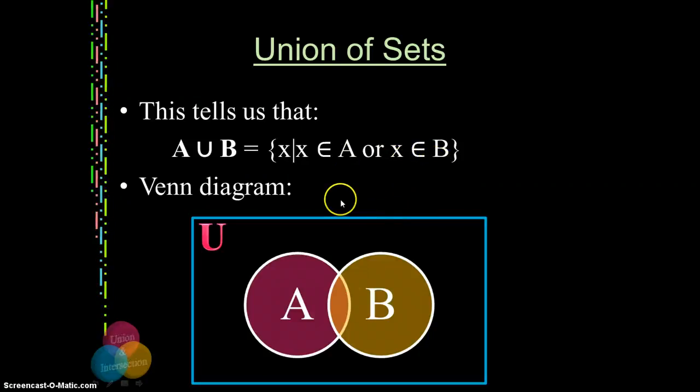And illustrating that with our Venn diagram, we have here set A and set B. They are shaded regions, so it means that the union of set A and set B.